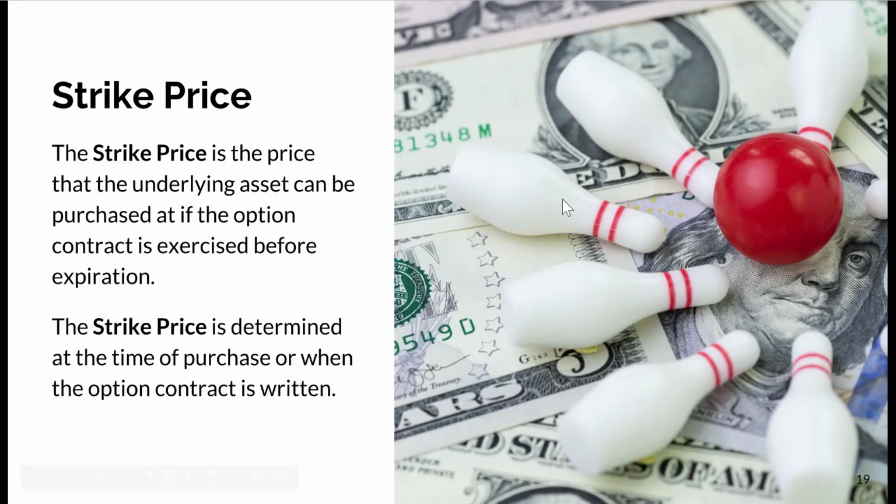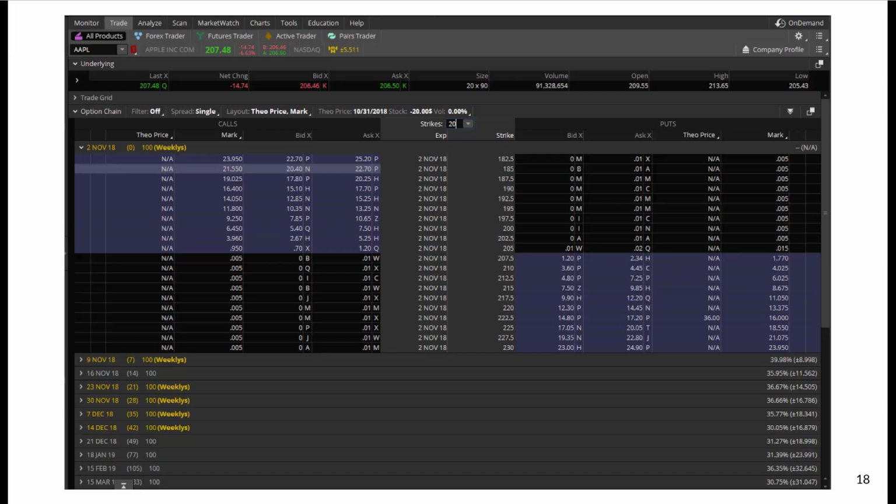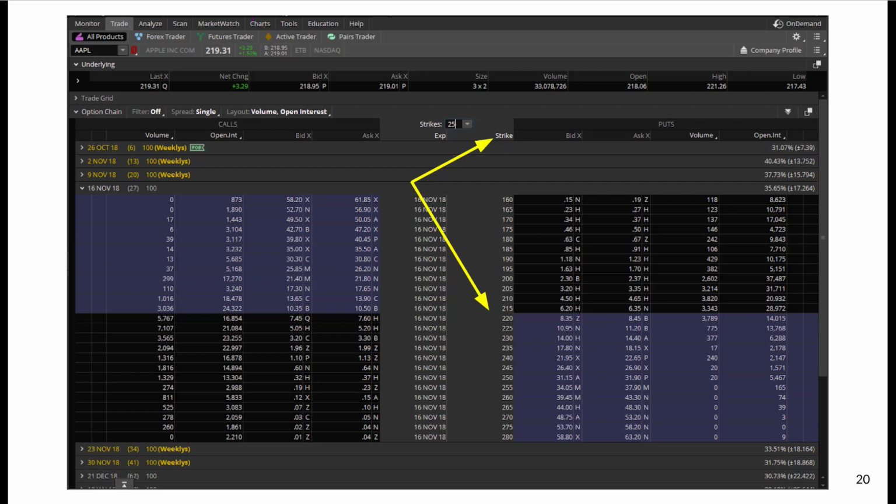So, strike price. Strike price is the price that the underlying asset can be purchased at if the option contract is exercised before expiration. That's a mouthful, but strike price is determined at the time of purchase, or when the option contract is written. So we'll take a look at the chain itself again here, and I'll walk through what that means.